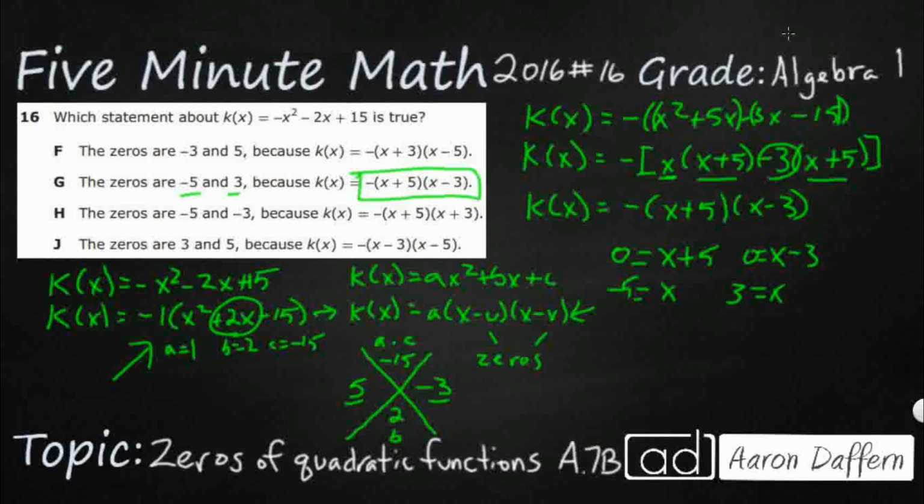So we know that our zeros, if we were to graph this parabola on the axes here, and since the leading coefficient is negative, it's going to be downward facing. It would have a 0 at negative 5 and a 0 at 3. We don't know where the vertex is quite yet, but it would look something like that. So our answer is going to be G.